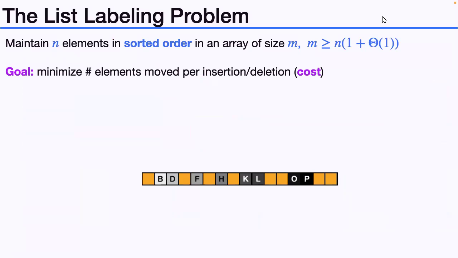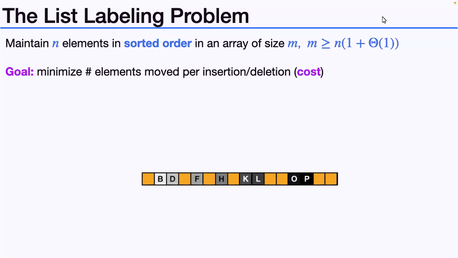The list labeling problem is a fundamental combinatorial problem that underlies a lot of data structural applications. And I think by studying it, you also end up learning about a lot of really cool algorithmic techniques. So I designed this talk to be broadly accessible to a TCS audience. If at any point you're not with me, please feel free to interrupt and ask questions.